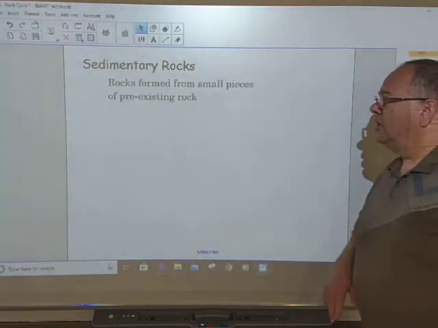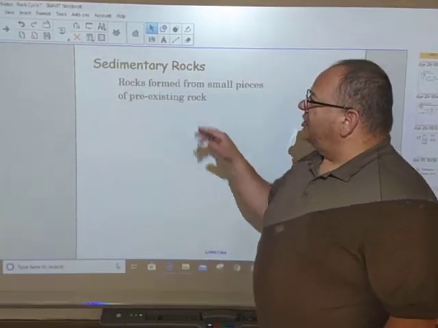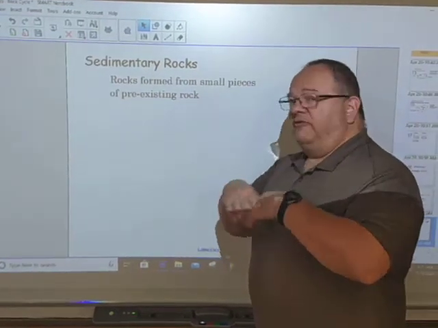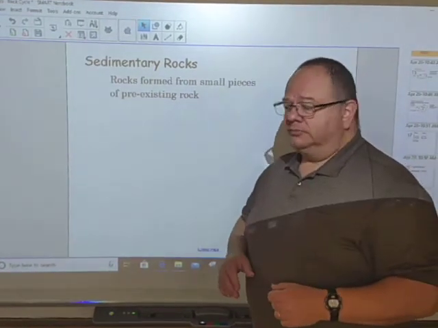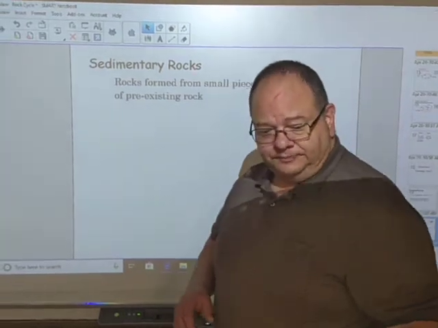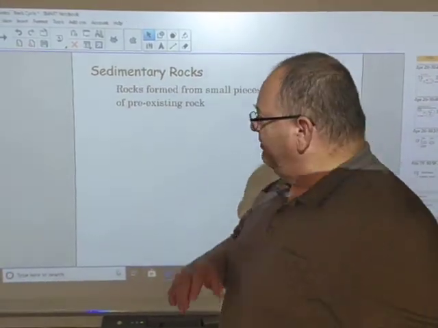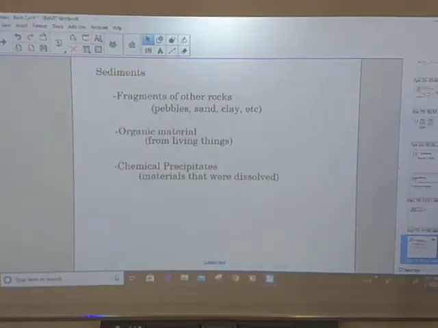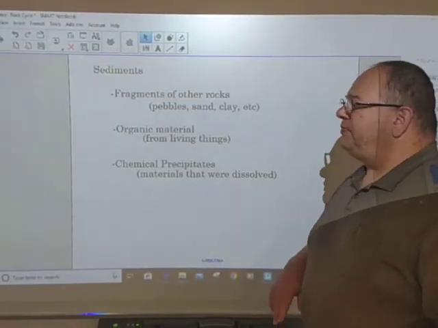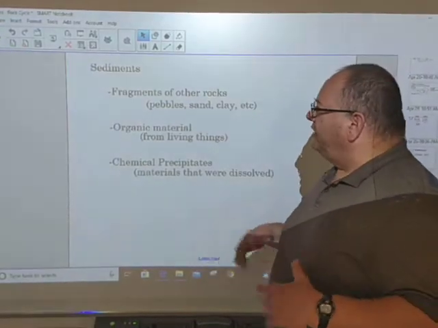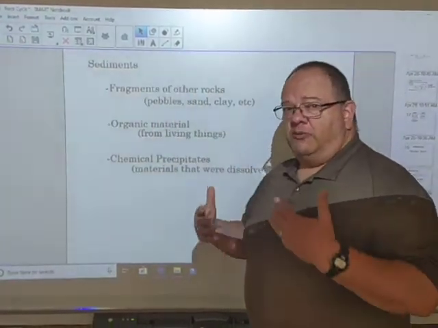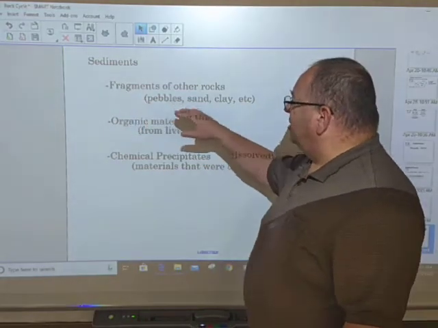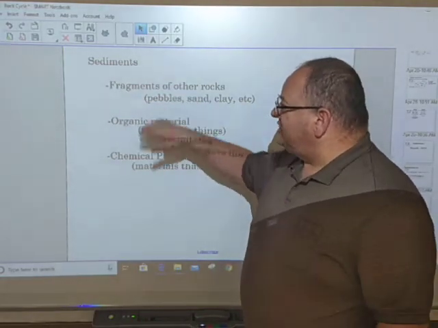So, a reminder that sedimentary rocks are rocks formed from small pieces of pre-existing rock. I'll come back to that. So those pieces of pre-existing rock are what we call sediments. So sediments are fragments. Actually, there's different types of sediments.